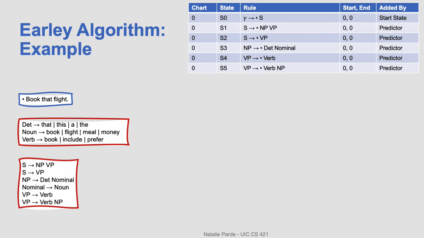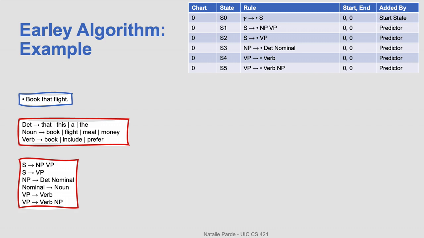We can walk through an early parsing example now to see how this works in more concrete terms. So let's start out at chart entry 0, so the beginning of our input string, book that flight. We have some part-of-speech categories and some production rules. We'll go ahead and begin at the start state. Gamma generates a sentence with the dot before the sentence.